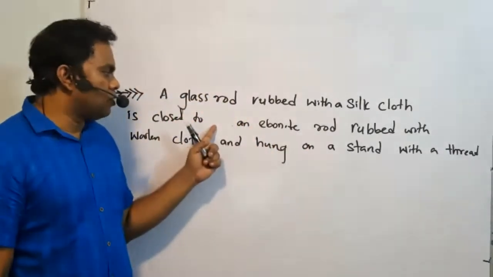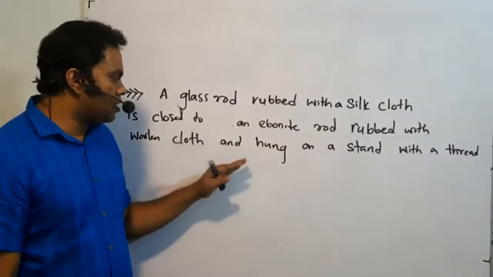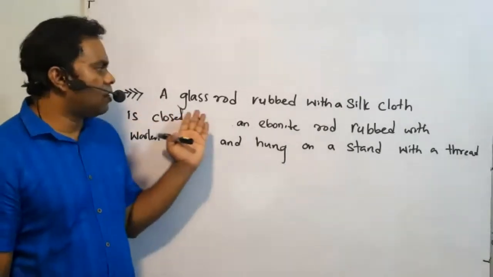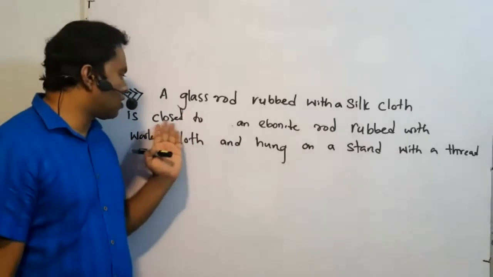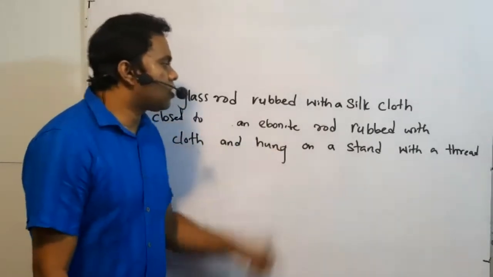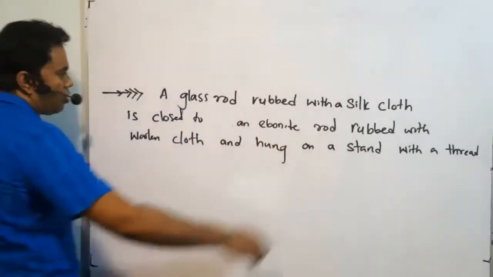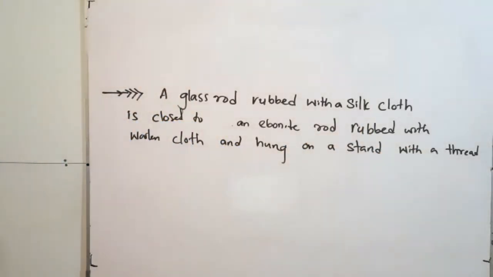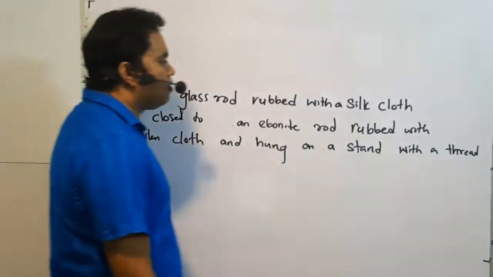That's due to inability of understanding this English part. Okay, what happens? A glass rod rubbed with a silk cloth is close to an ebonite rod. Yes, what is the ebonite rod? Rubbed with a woolen cloth and hung on a stand with a thread.